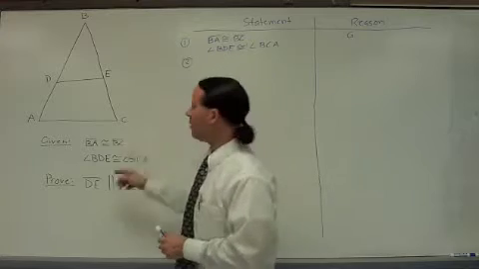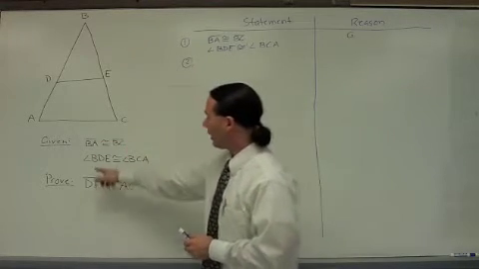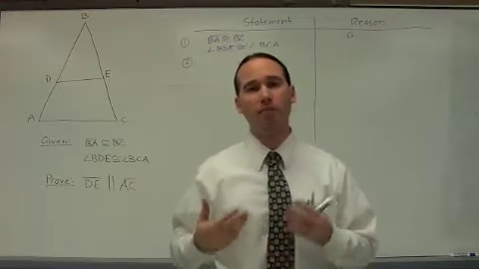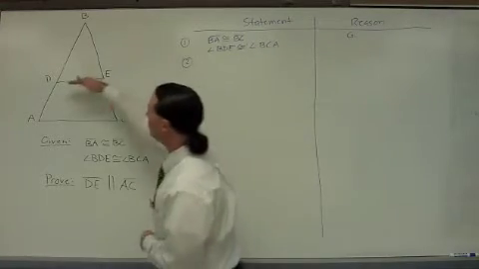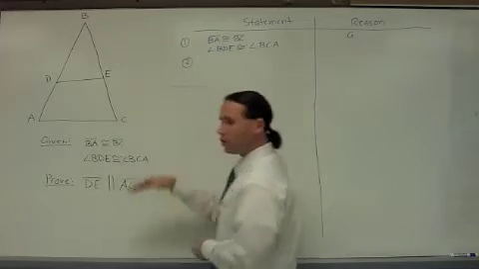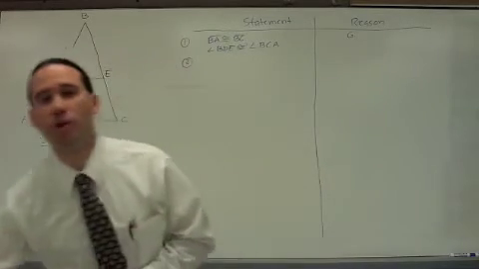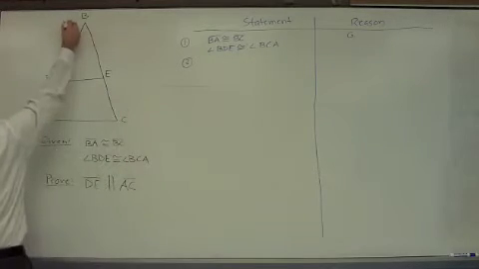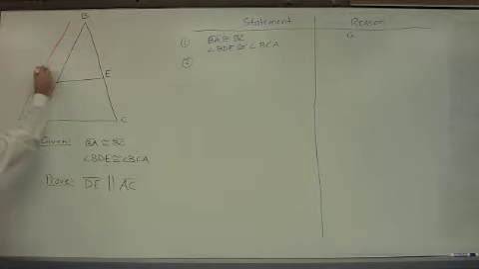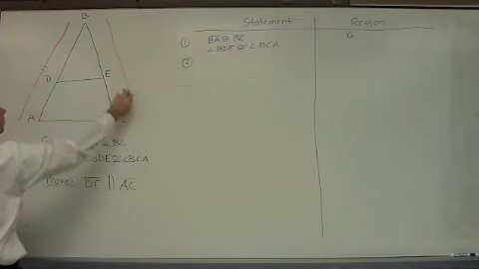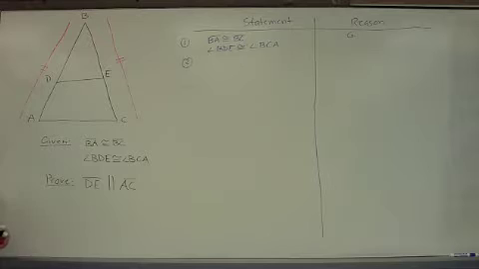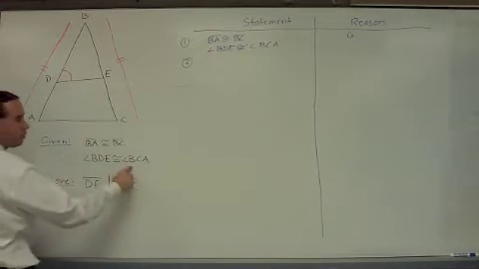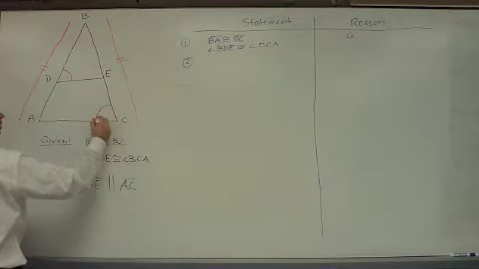So in this picture we're told that BA is congruent to BC. We're also told that angle BDE is congruent to BCA. They're asking us to prove that a pair of lines are parallel. In this case, DE parallel to AC. So let's start like we would any other proof. We're going to mark up our picture with the information that we have. BA congruent to BC. And they're also telling us that BDE, this angle here, is congruent to BCA, this angle down here.